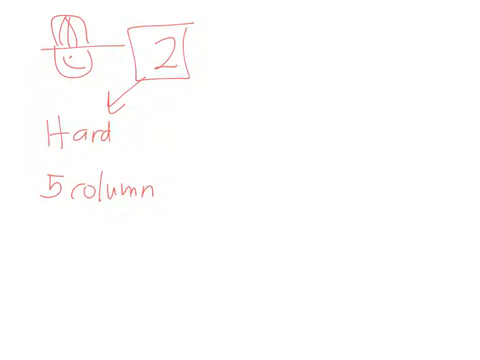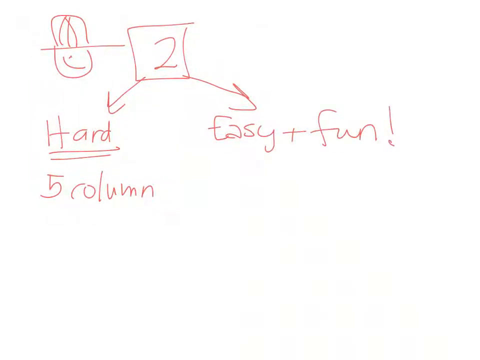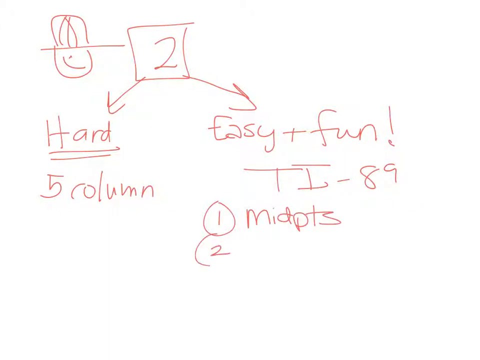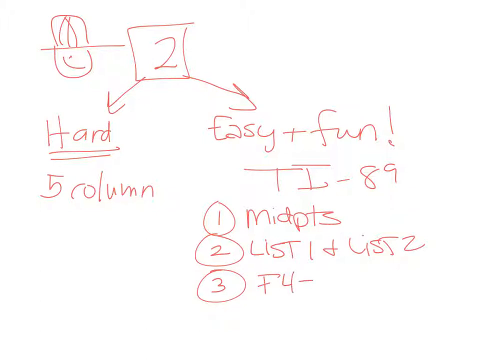It was fantastic. Right? You're not going to have to do that very much because you are mostly going to use method 2, which I call easy and fun method. Right? And that requires using your TI-89. 3 steps. 1, find the midpoints. Put midpoints and frequencies in list 1 and list 2. And then hit F4 one variable stats and get your answers.